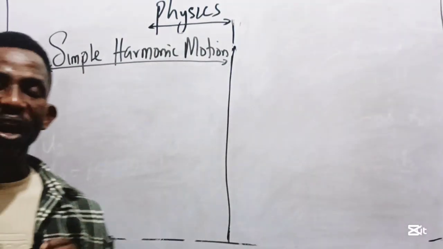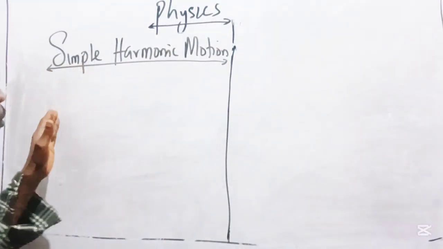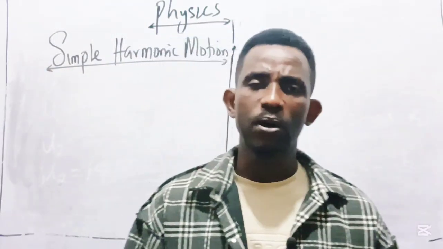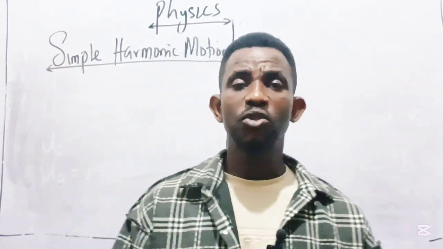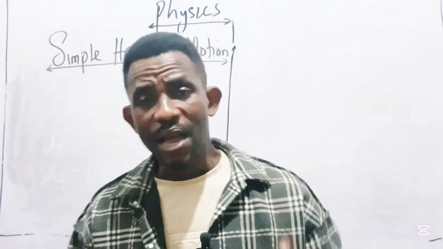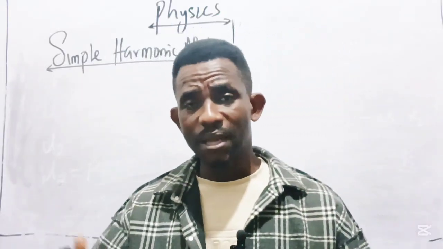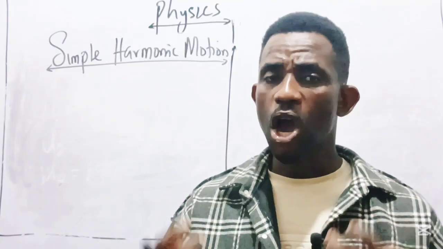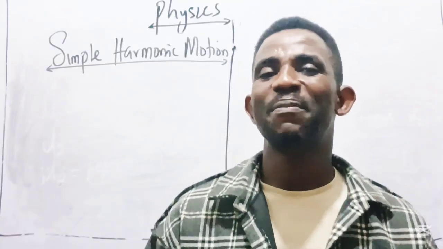So let's give a comprehensive detail of simple harmonic motion. Now, what is simple harmonic motion? Simple harmonic motion is the motion of a body whose acceleration is always directed towards a fixed point and is directly proportional to its displacement from that fixed point. Now, what can we say about acceleration of a body that is exhibiting simple harmonic motion?